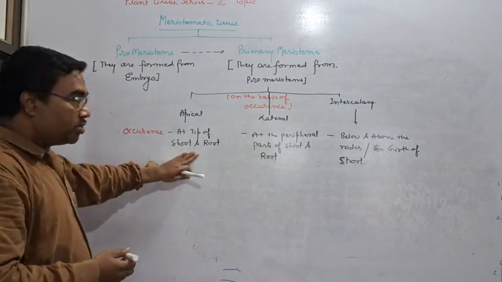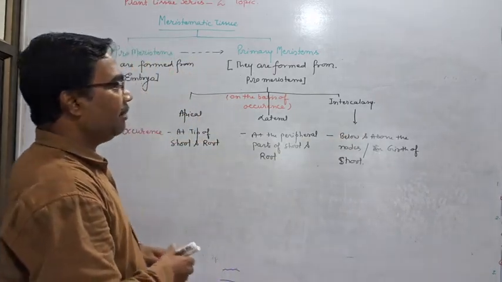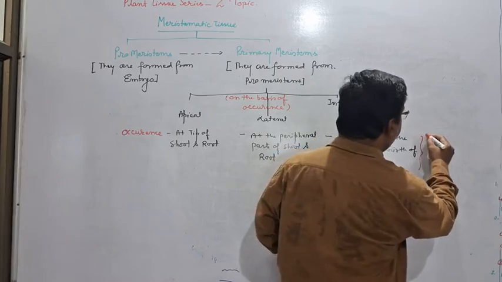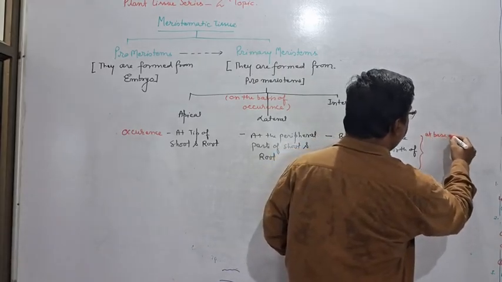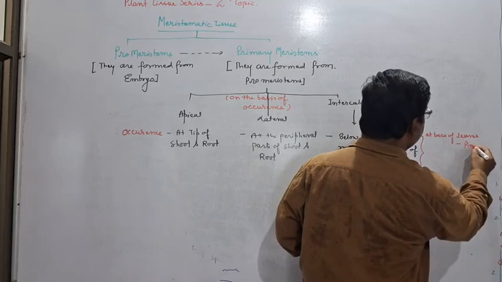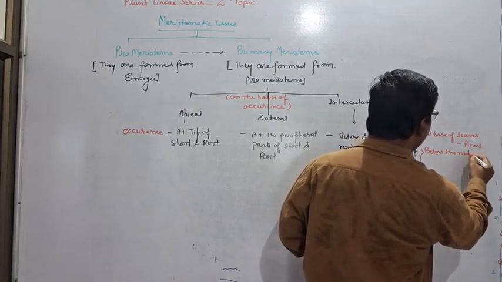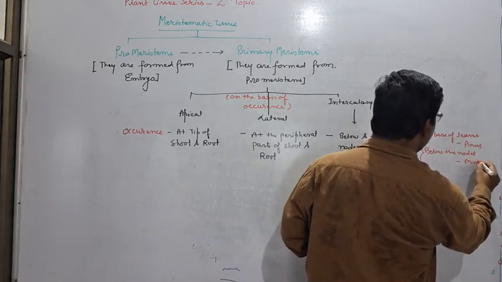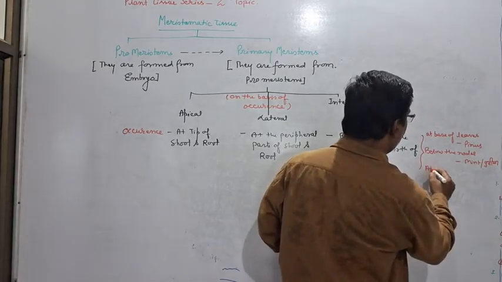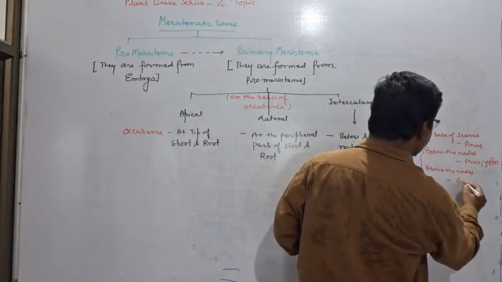At the tip of root and shoot, apical are found; lateral, in the peripheral part of the shoot; intercalary, below and above the nodes. Here you can learn that at the base of leaves, this intercalary is reported in Pinus. Below the leaves or below the nodes, it is reported in mint, Pudina. Above the nodes, it is reported in grasses.